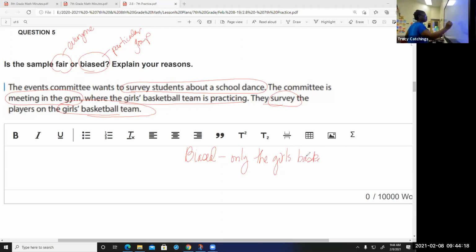Only the girls' basketball team was surveyed because they were in the gym. That's like being on campus and I need to ask all my 7th graders, but I say, oh, I'm only going to ask the group of 7th graders with me at that moment. That's not fair to everybody else. So make sure we're able to pinpoint if something is fair or biased based on the information they gave us.